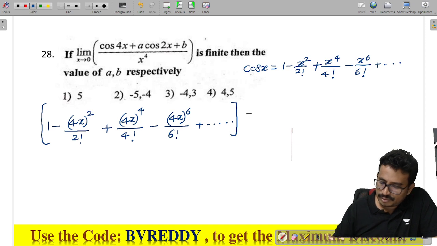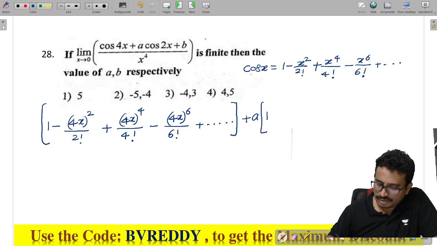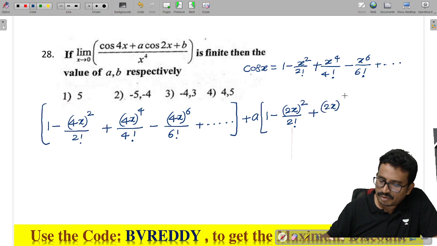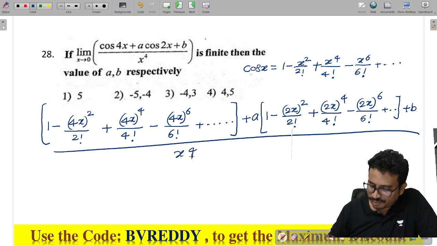Then thereafter, so here you see this thing plus a into, and this is cos 2x. This expansion also we can do here. 1 minus 2x squared by 2 factorial plus 2x power 4 by 4 factorial minus 2x power 6 by 6 factorial, like this, plus b whole by x power 4.